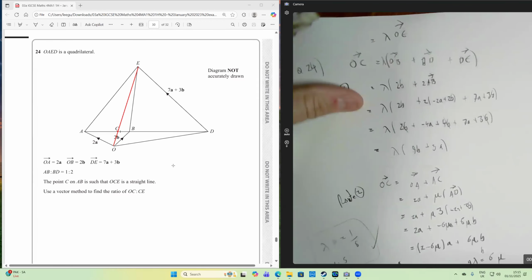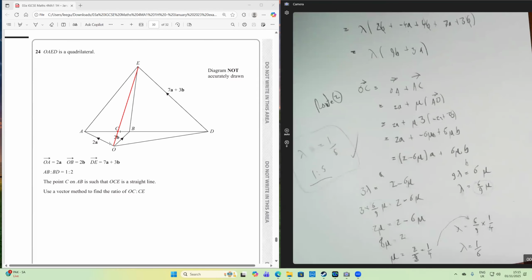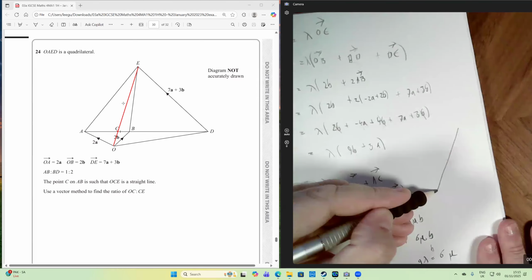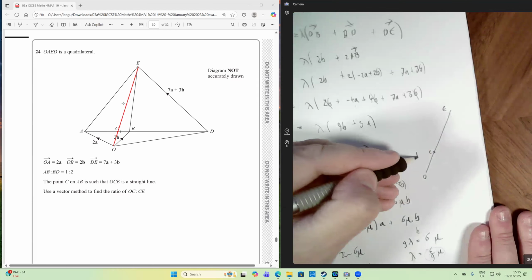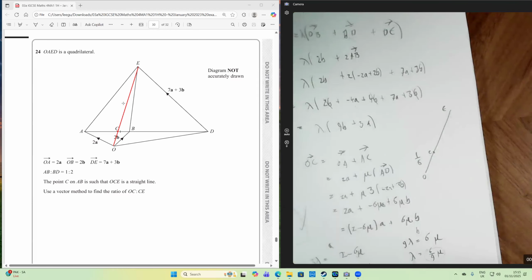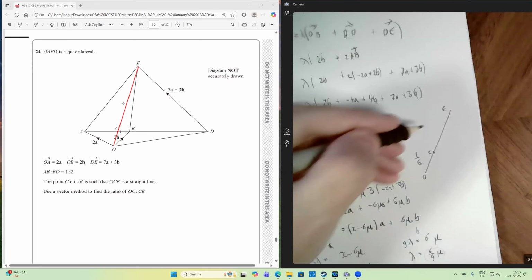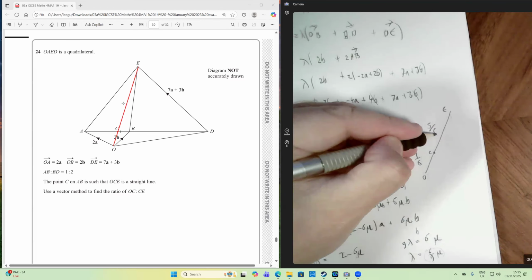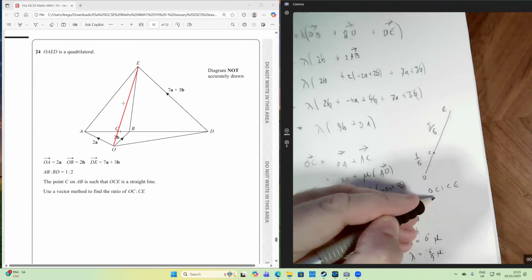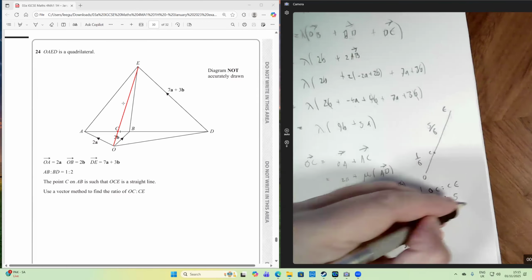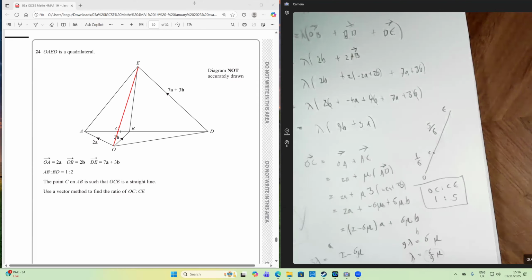So what that means is if you have to go 1/6 of the length of OE to reach this point here, this bit must be 5/6. On this diagonal, with O there and C there and E there, we need to go 1/6 along that line in order to reach C, which means the rest must be 5/6. So the ratio of O to C to E must be a ratio of 1 to 5. And that's our final answer for that one.